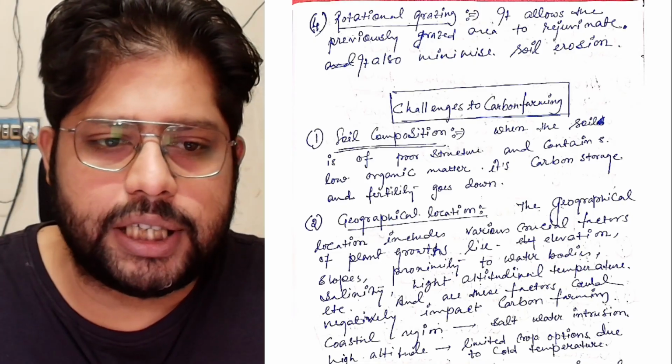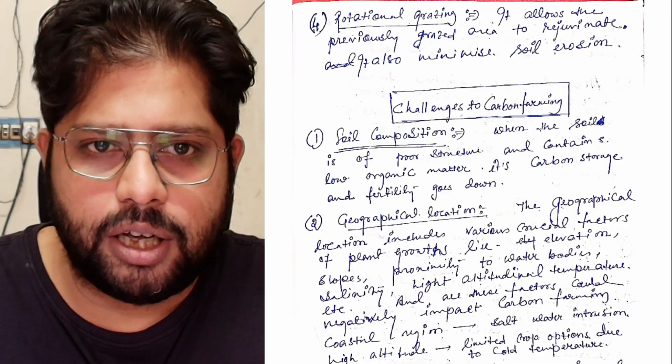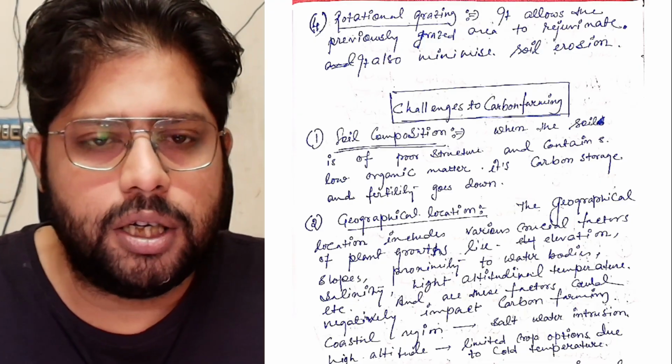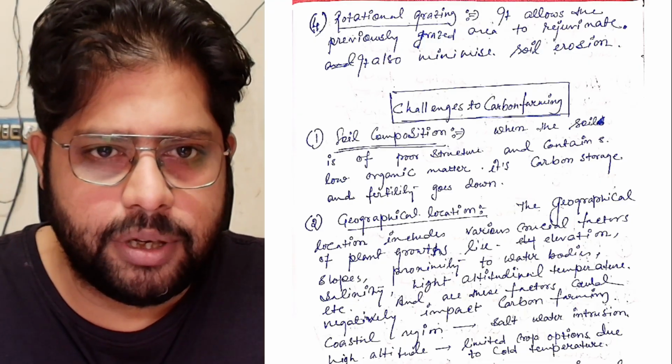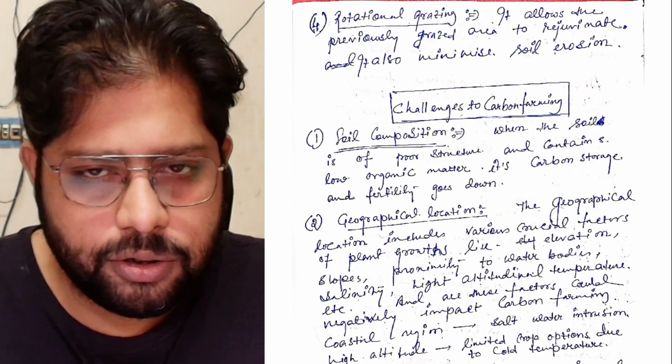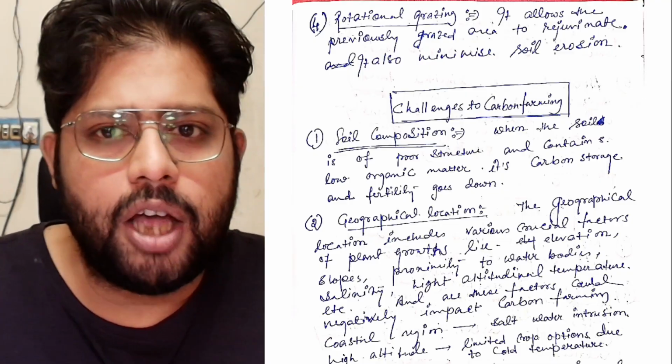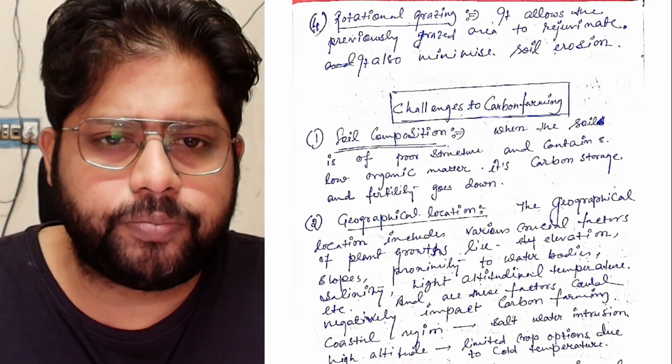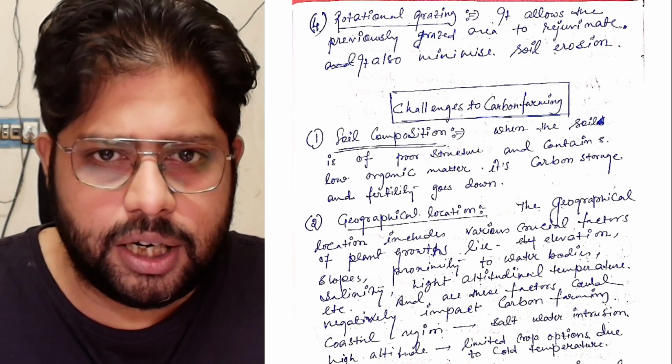The fourth point is rotational grazing. You all know what is grazing. Okay, when we actually allow our domestic animals to eat grasses from a particular land, it is called grazing. Okay, this process is called grazing. So we should go for rotational grazing.